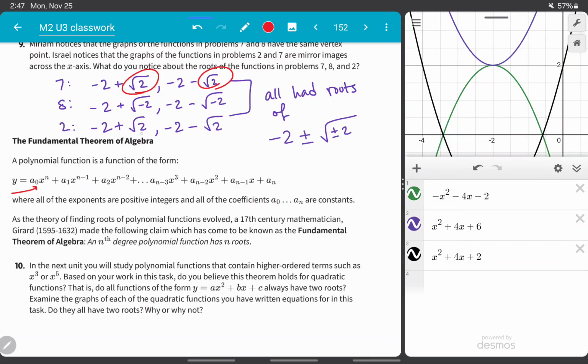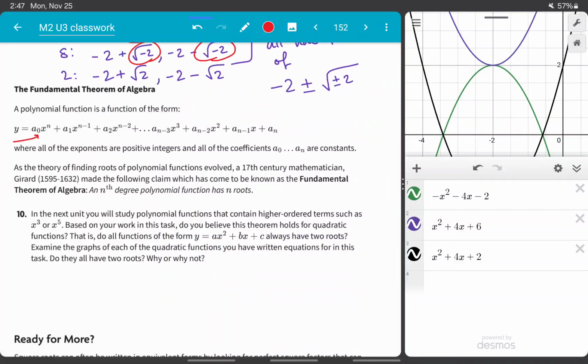And down here, the roots for number 2 are the same. If we accept that we're allowed to do square root of negative 2, then 8 would also have two roots. It would just be a negative number inside the square root, inside the radicand, instead of a positive number. So we could put yes.